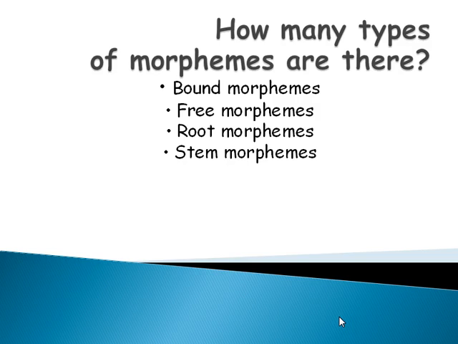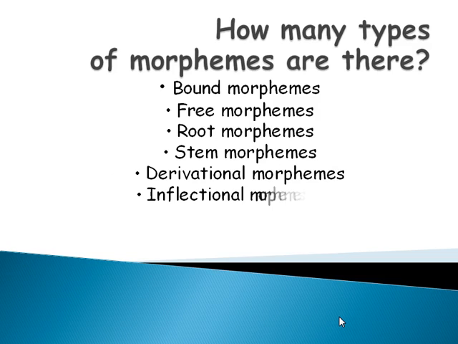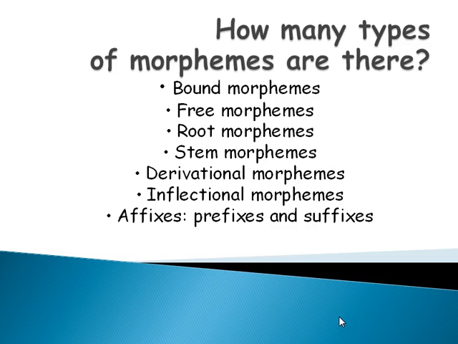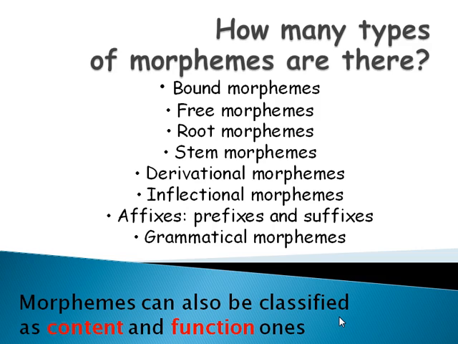The stem morphemes, the derivational morphemes, the inflectional ones, the affixes, the grammatical ones, and we can also split morphemes into two bigger categories, content and function. Now, if you are looking at this slide and you didn't have access to what I said the class before, you may be scared because you see these lots of types of morphemes and you may be wondering what the hell they are. Don't worry, we haven't dealt with any of them yet.